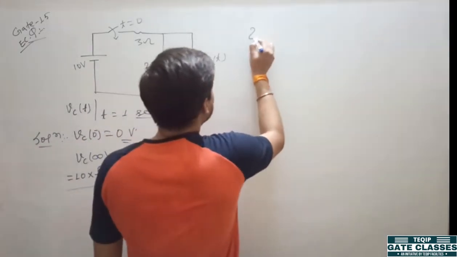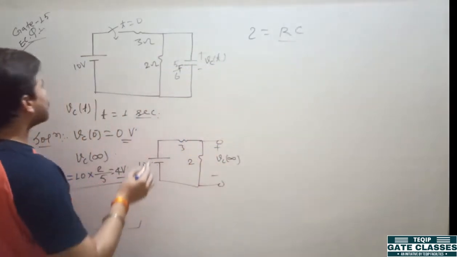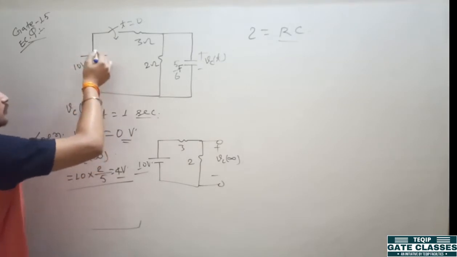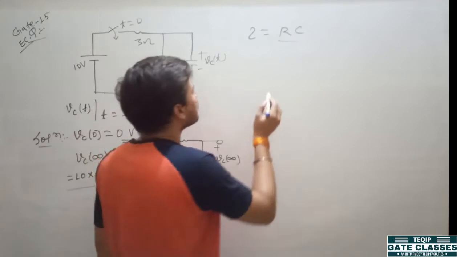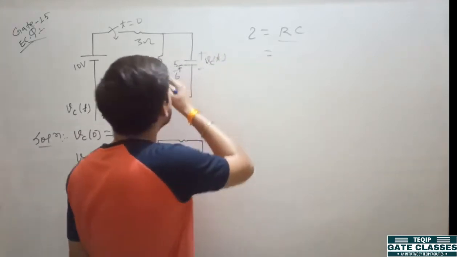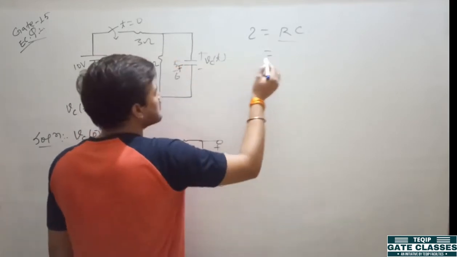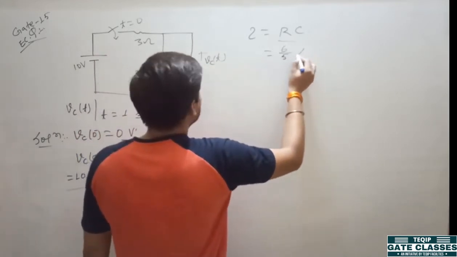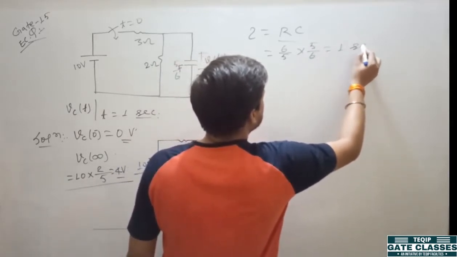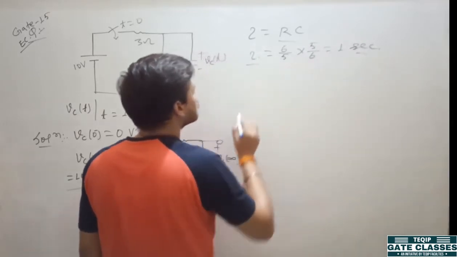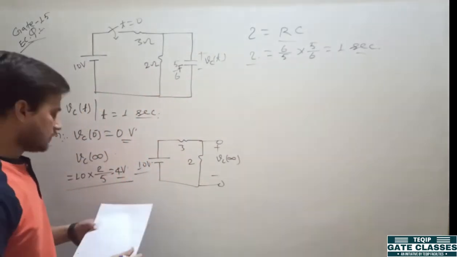Next you have to write the time constant tau, which will be equal to R into C. For finding the time constant, what will you do? You will deactivate this source, and it will be replaced by a short circuit. So 3 and 2 will be in parallel. R equivalent will be equal to 3 into 2, that means 6 by 5, into 5 by 6, so it is equal to 1 second. Here the time constant tau is equal to 1 second. Clear?